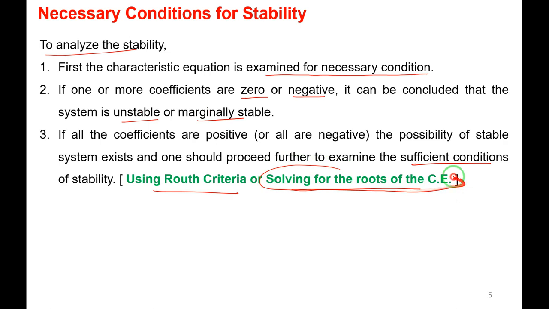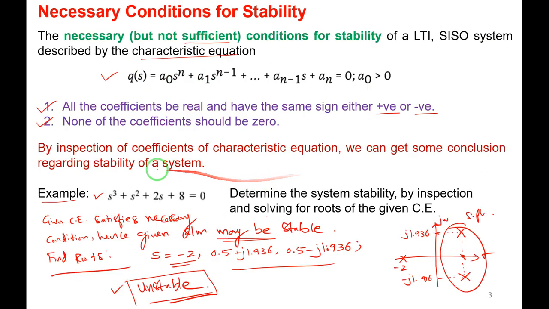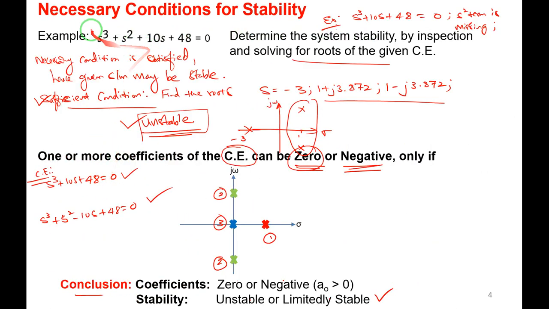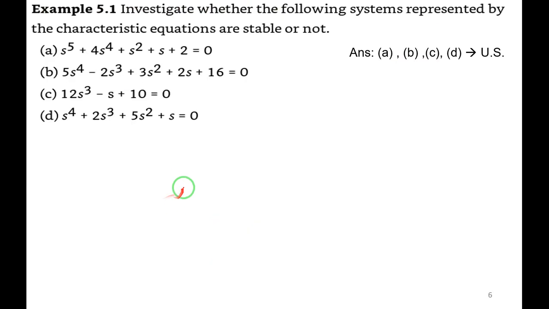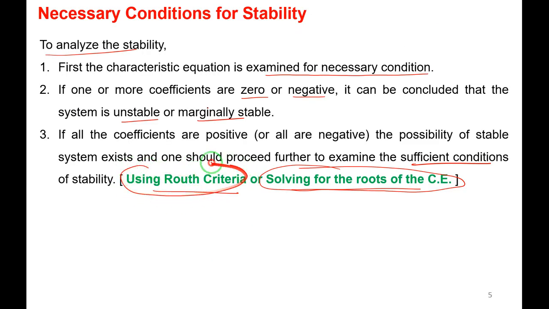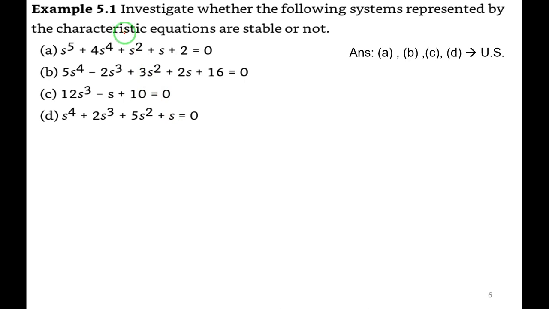Solving for the roots of the characteristic equation, we have seen in the two examples here, right? This one example and this one we have seen. The next, using the Routh criteria, how to do it, we'll see later, right? Okay. So the sufficient condition can be proved by either using the Routh criteria or by solving for the roots of the given characteristic equation. Okay, we'll take a few examples here.